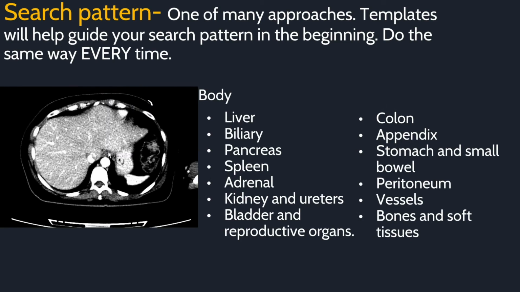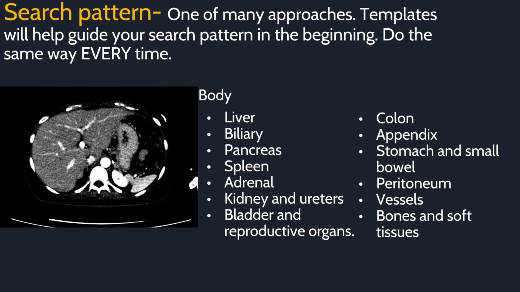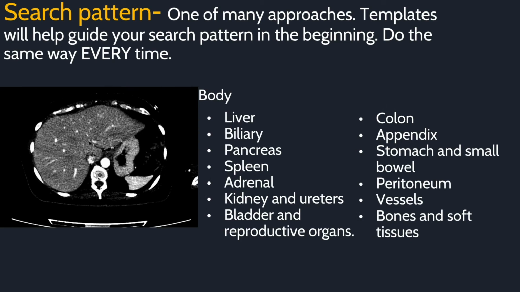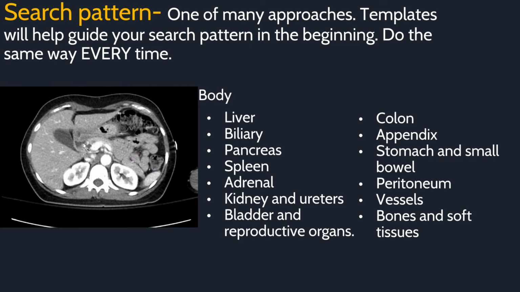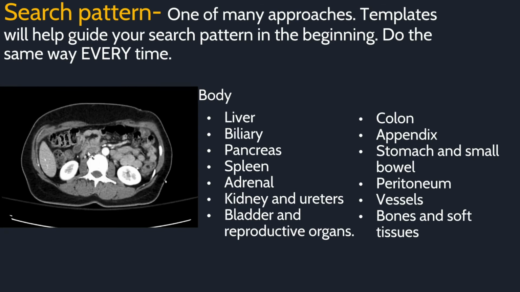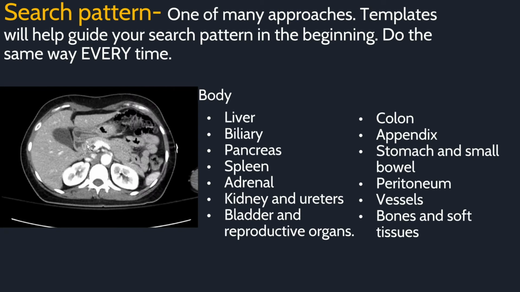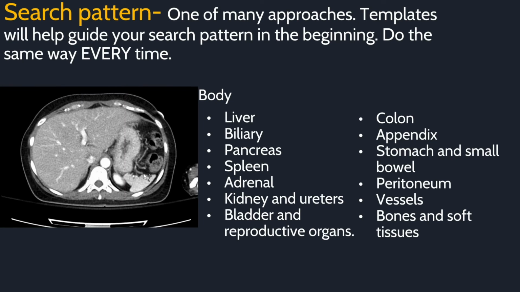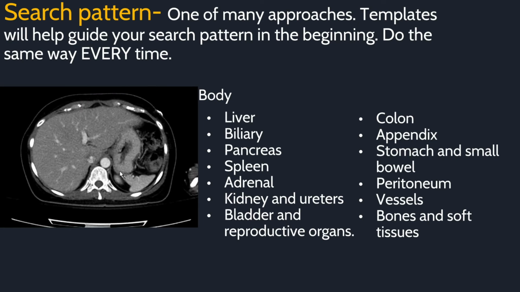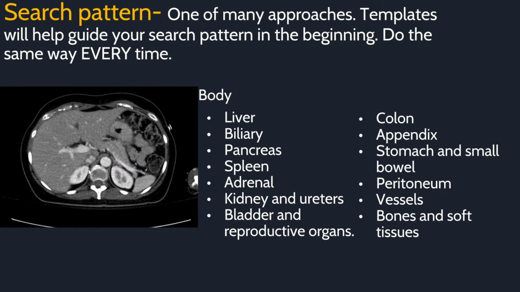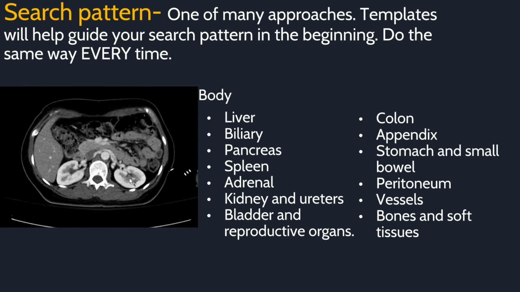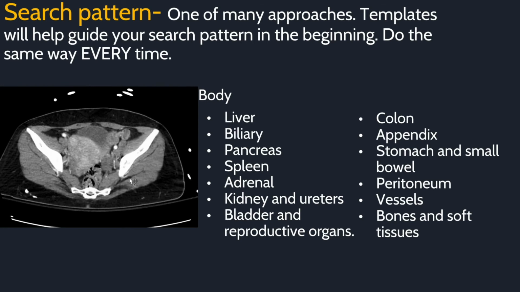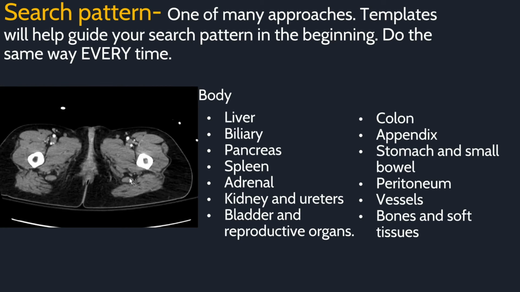For the abdomen, I start off in a narrow liver window, look through there, go to the gallbladder, look through the gallbladder, look through the common bile duct into the pancreatic head, go from the pancreas, look at the pancreas through to the spleen, look at one adrenal and then the other, look at one kidney and then the other, follow the ureters down as best I can to look at the bladder and the reproductive organs.